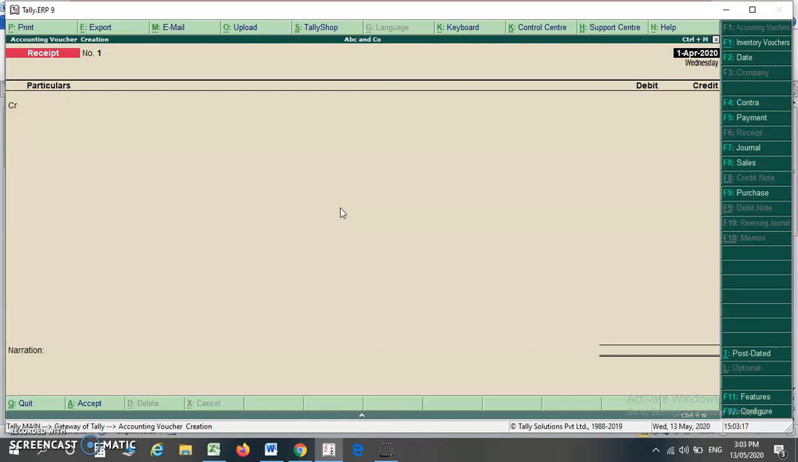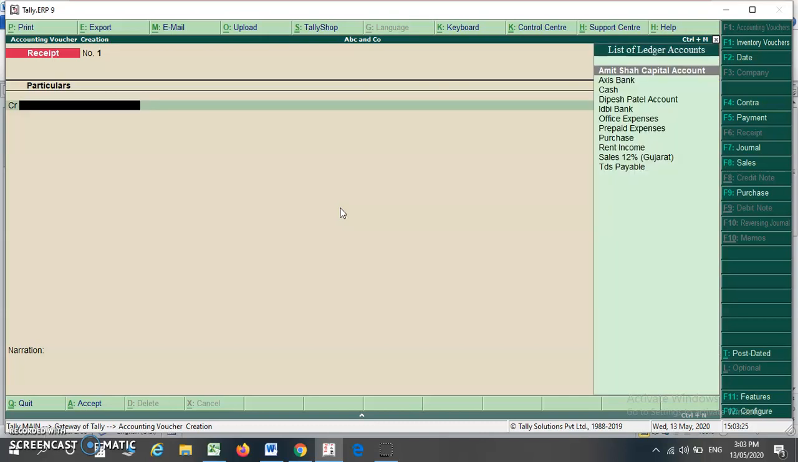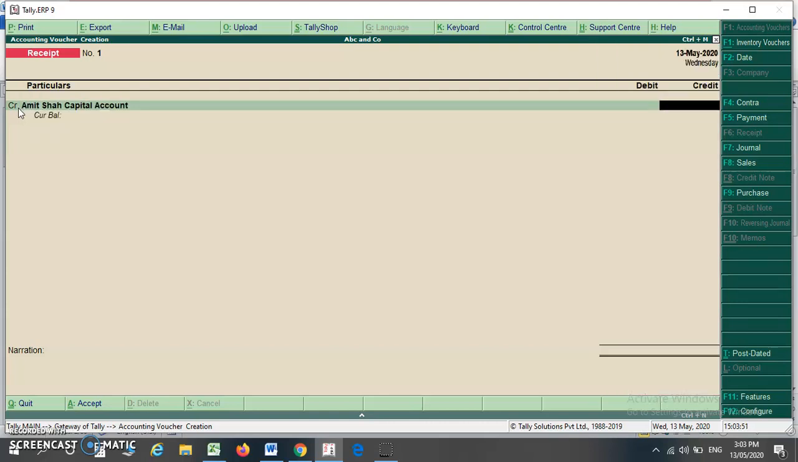Now suppose Mr. Amit introduced this amount today, then select today's date, press enter. You can find the list of the ledger, and here there is the option for the credit. So here you have to select the person whose account is going to be credited. What is our entry for the receipt? Cash or bank account is debited and the relevant party's account is going to be credited. So who is the party here? That is the proprietor. So the Amit Shah capital account is credited. What is the amount? 1,50,000.